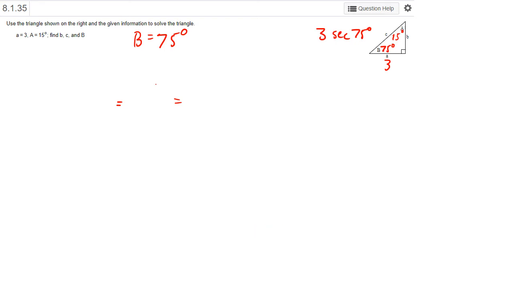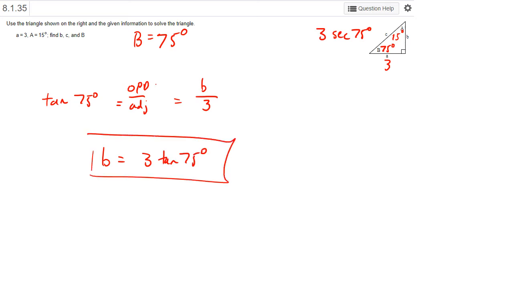If I want to use b and 3, I'm looking at the two legs, so I want to use either tangent or cotangent. So suppose I took the tangent of 75 degrees. That will be opposite over adjacent. Opposite 75 degrees is b, and adjacent is 3. So if I cross multiply, we straightforwardly get that the side length b is 3 times the tangent of 75 degrees.